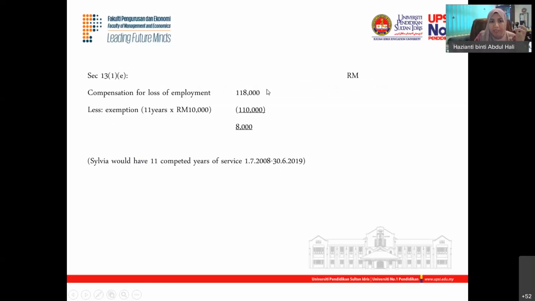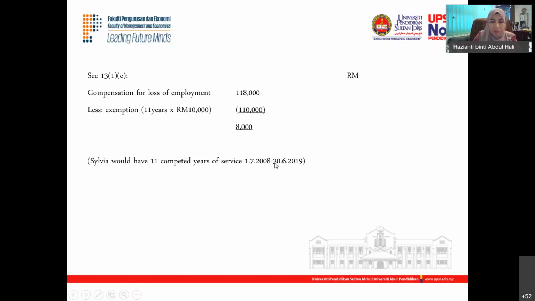So you see, now she received 118,000 but she is not taxed on the 118,000 because she worked there for 11 years. So for every completed year she gets an exemption of 10,000. Okay, it's not that we are saying it is not fair, because of course it is her money and we can say why should it be taxed. Okay, but that's how the system works. But IRB gives you an exemption of 10,000 per completed year.